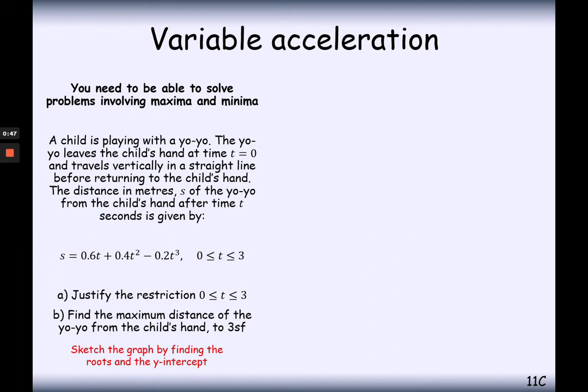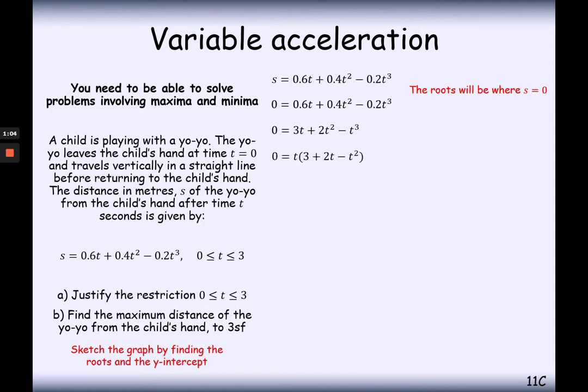So if you look at the formula itself, and we sketch a graph of it. First of all, the y-intercept is obviously going to be 0, because when t equals 0, the displacement will be 0. And then we need to solve to find the roots. So first of all, we set it equal to 0 and solve it by factorising, and you get t equals -1 or t equals 3.